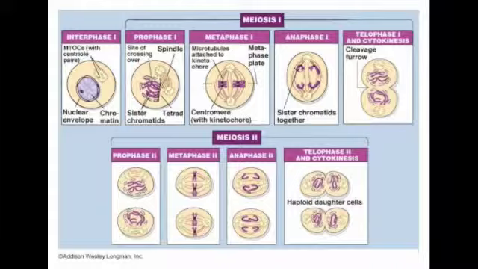sister chromatids. Meiosis 2 is similar to mitosis. At the end of meiosis 2, there are four haploid cells, each with two chromosomes with no sister chromatids.